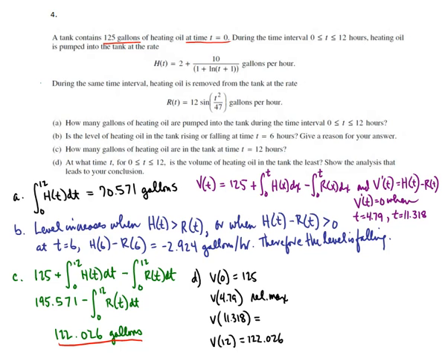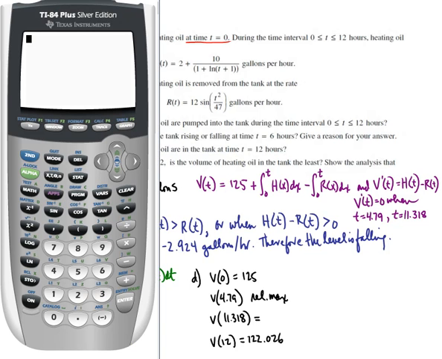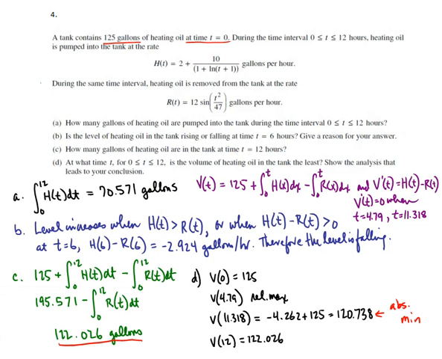Now to find the volume at 11.318, all I need to do is bring back up the calculator, and from the home screen, actually I'll do this one from the graph, it doesn't really matter. I'm going to take the integral from 0 to 11.318, and add 125 to that. That gives us the absolute min.